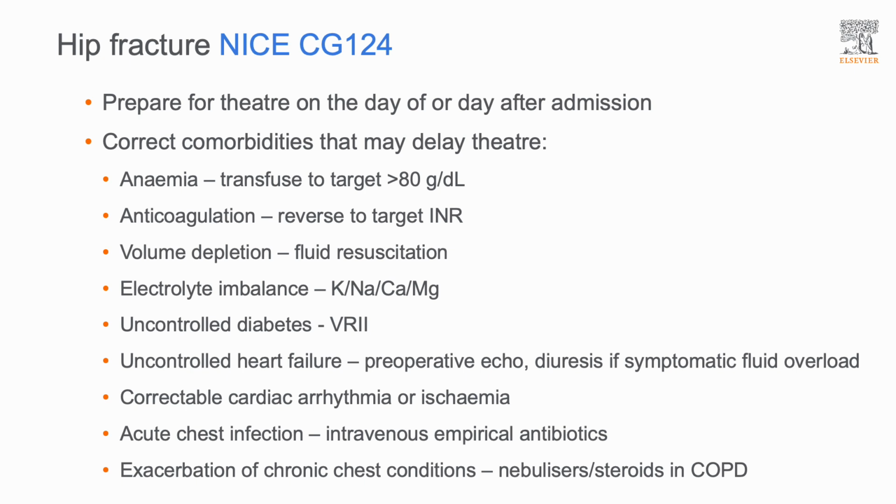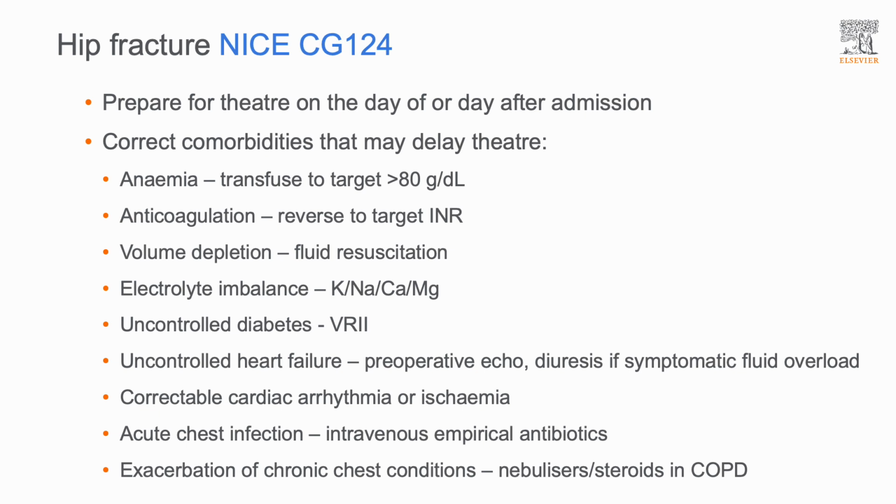Best practice in management of hip fractures involves preparing the patient for theatre on the day of or the day after admission. Any comorbidities that may delay operative management should be corrected, involving correction of anaemia with a target for transfusion of above 80 at least. Anticoagulation may need to be reversed to a target INR. Any patients with evidence of dehydration or volume depletion should be resuscitated appropriately. Electrolyte imbalances should be corrected. Patients with uncontrolled diabetes should be put on a variable rate to control this perioperatively.